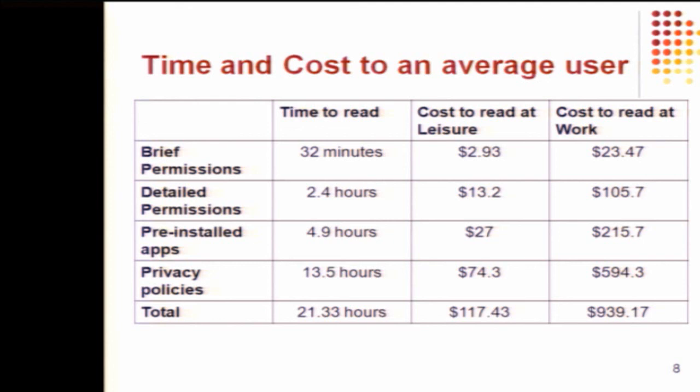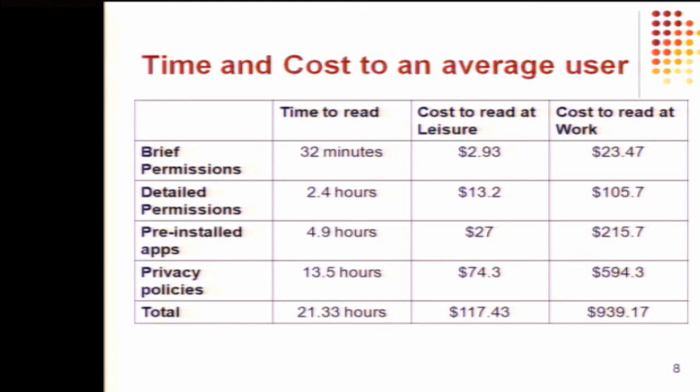Followed by the privacy policies. Privacy policies are much lengthier than the permissions, because they not only inform about the permissions the application is using, the data that the resource might be providing, but also the data sharing policy followed by the company. So these combined require about a day's worth of time to go through all of them, and the cost would be somewhere between $117 and $939, because not all of the time will be spent only at leisure or only at work reading the permissions. So the value will be somewhere between this.